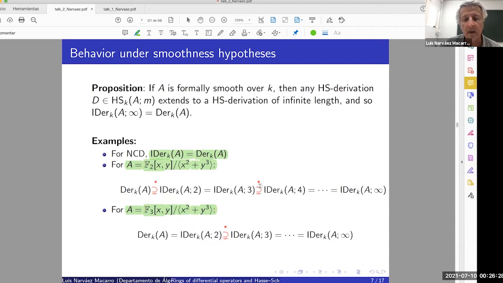And you see that in this sequence I mentioned before, there are two strict inclusions, and in characteristic 3 there is only one. Okay.